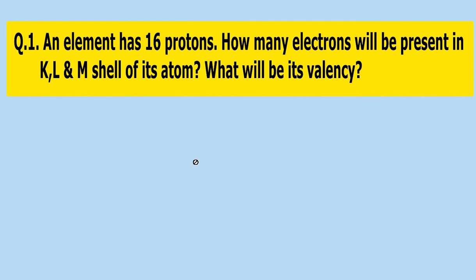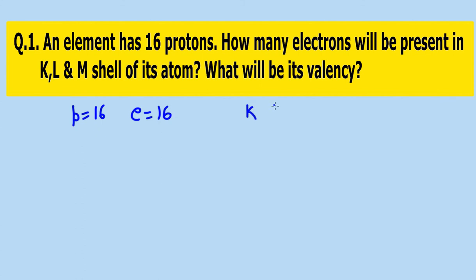Let's discuss some questions also which are commonly asked in the examinations. First question is, an element has 16 protons. How many electrons will be present in K, L and M shell of its atom? What will be its valency? So it's a very easy question. So number of protons is given here, 16. It means number of electrons is also 16.